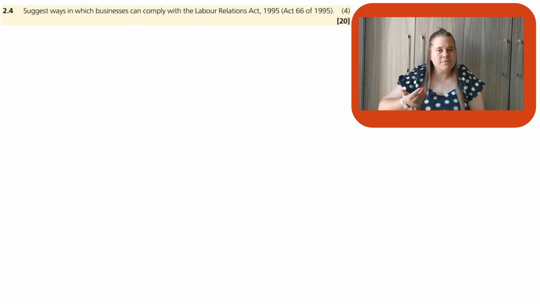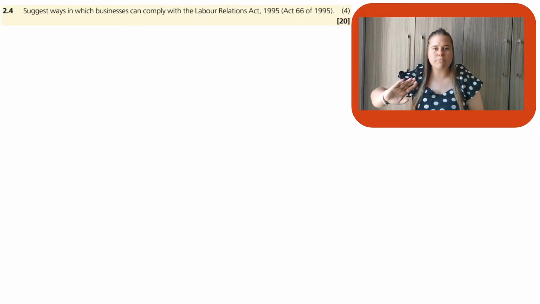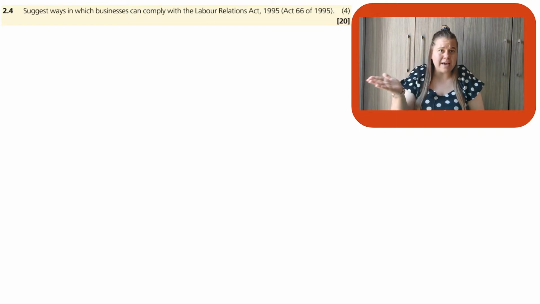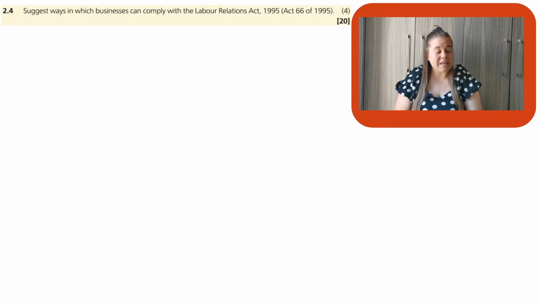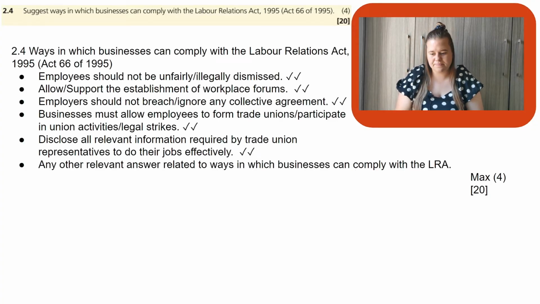And I also advise my learners often to remove that first word. It's called the action verb. Remove it and you have one of your headings, part of your notes. So if I remove the word suggest, I have the following sentence: ways in which businesses can comply with the Labour Relations Act. And that's a heading part of your notes. Okay, this one's for 4 marks.